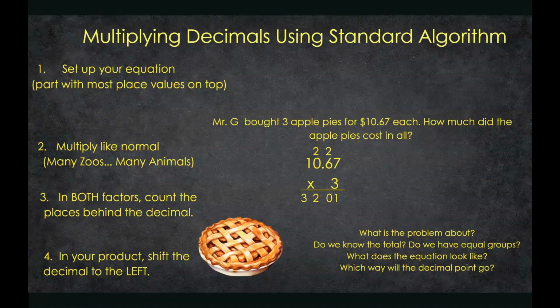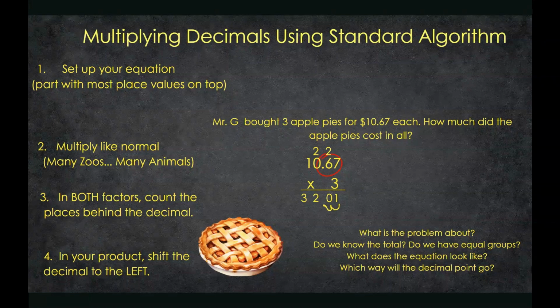So notice we've multiplied just like we would if these were whole numbers. Now what we want to do is count the places behind the decimal in each factor. So we look at 10.67, and I realize there are 2 places behind the decimal. In the number 3, there are no places behind the decimal because 3 is a whole number. So that means we are going to be shifting our decimal to the left 2 times. So we shift it once, we shift it twice, and the decimal ends up behind the 2.